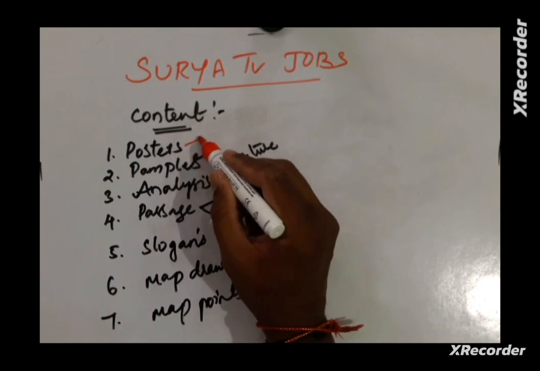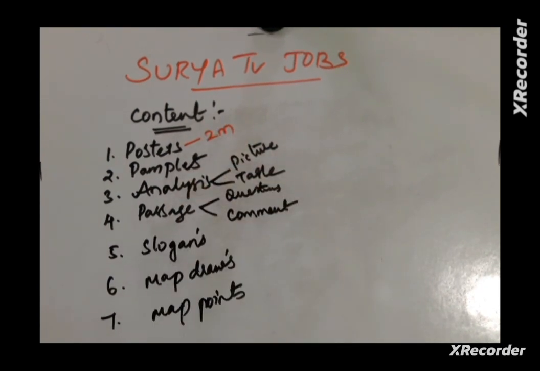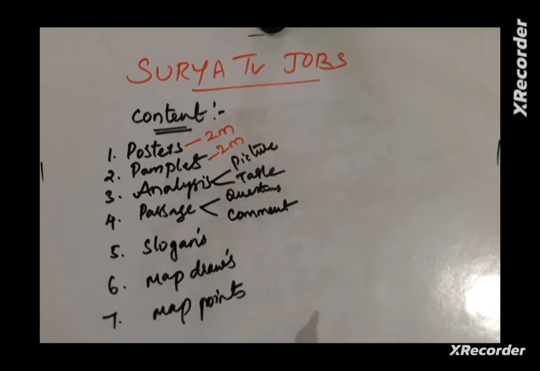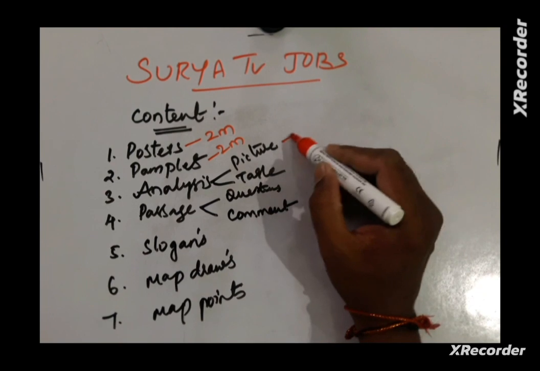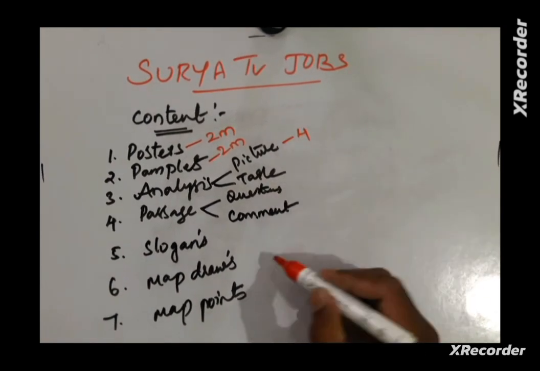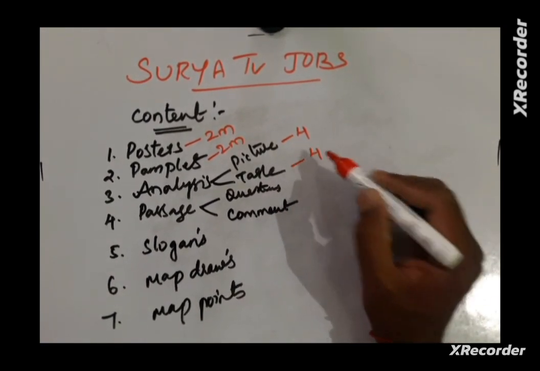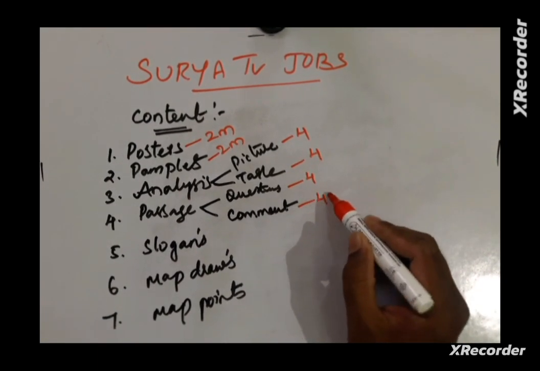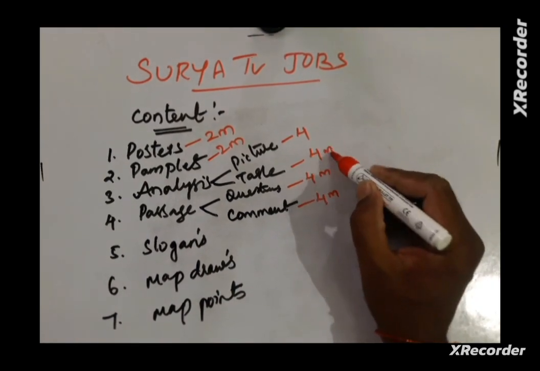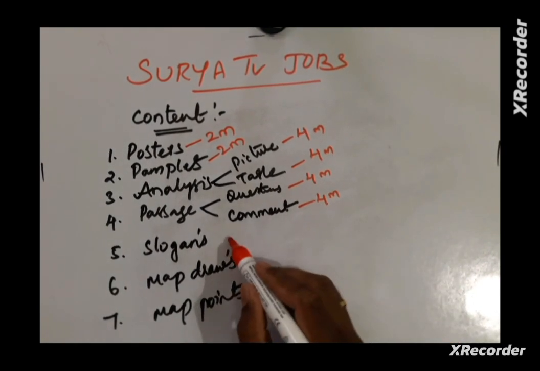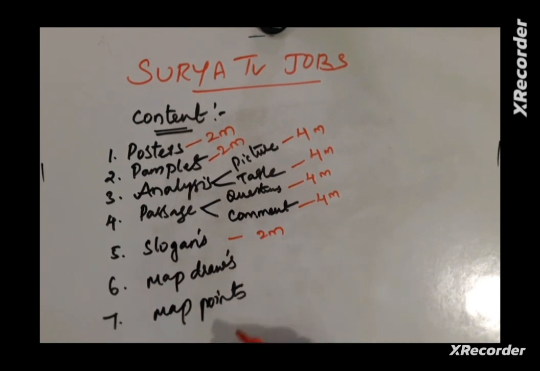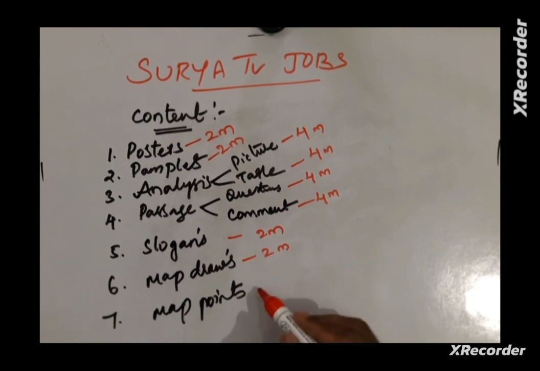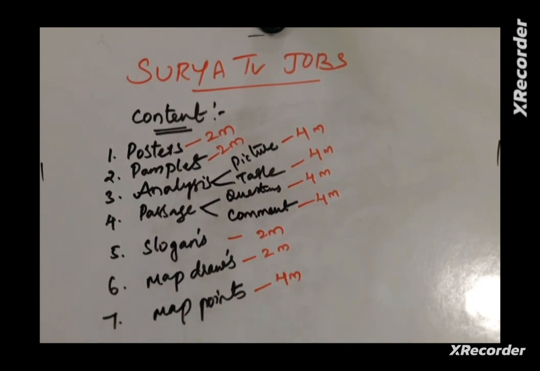Now, the poster will come for 2 marks. Pamphlets also will be for 2 marks. Picture analysis comes for 4 marks. Table analysis is for 4 marks. Passage will be for 4 marks and comment will be for 4 marks. So these are the 4 marks areas. Along with that, slogans will be for 2 marks. Diagram, the Telangana map or India map, will be for 2 marks. Map pointing will be for 4 marks.